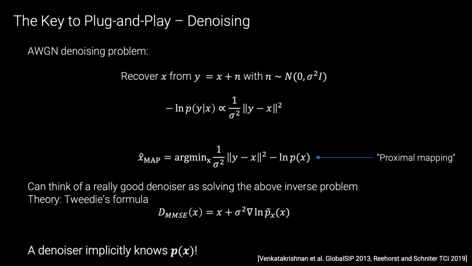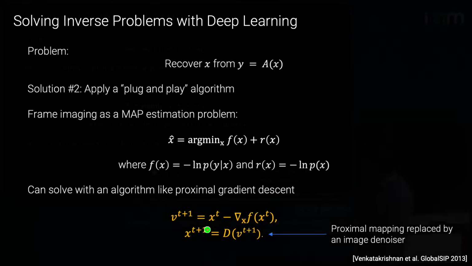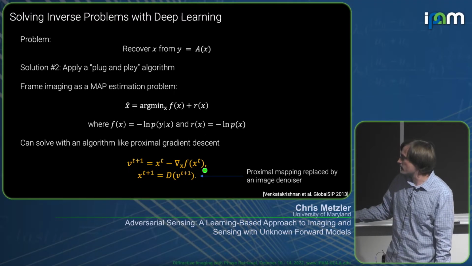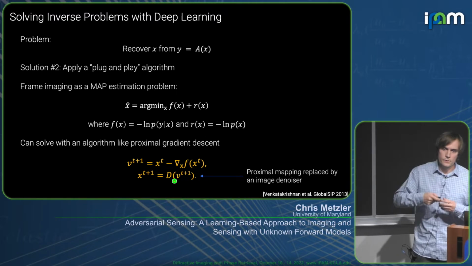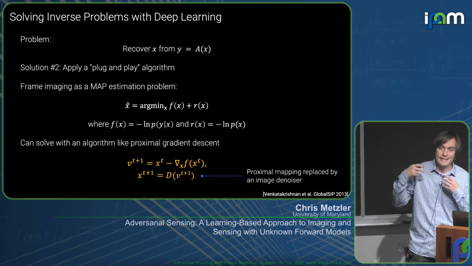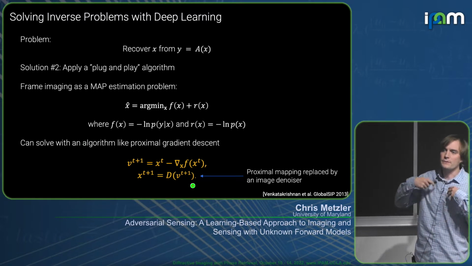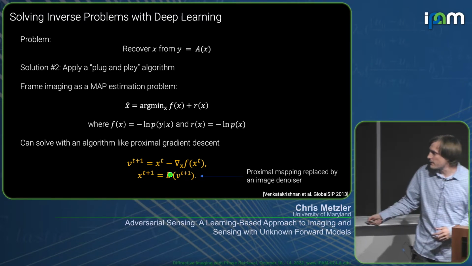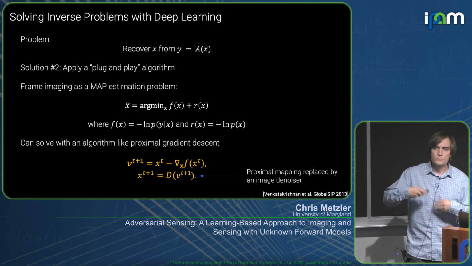But the key takeaway here is that if we have a really good denoiser, we implicitly know a lot about the data distribution. And so, with that understanding in hand, we can take our proximal gradient descent algorithm and replace what was a proximal step with respect to the data's negative log likelihood with a denoiser. And this is a general framework that allows us to plug in essentially arbitrary priors in the form of a denoiser to reconstruct the signal.